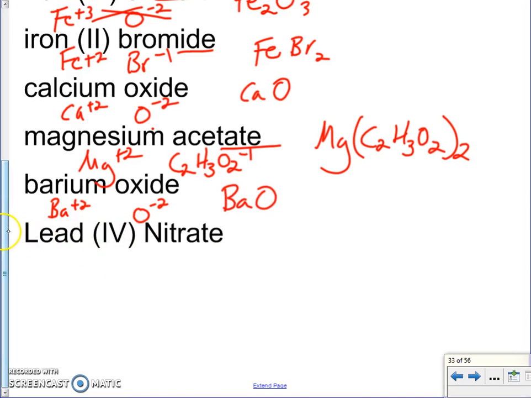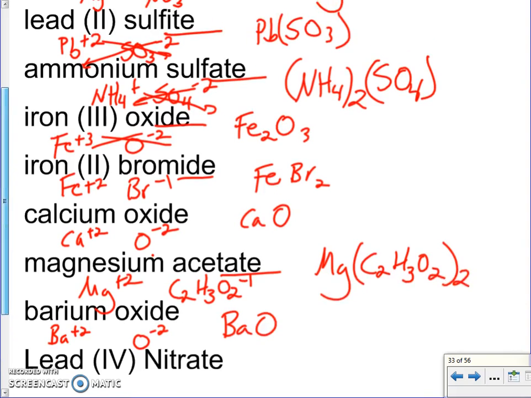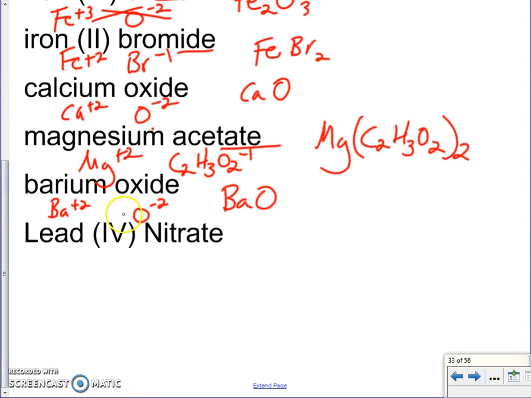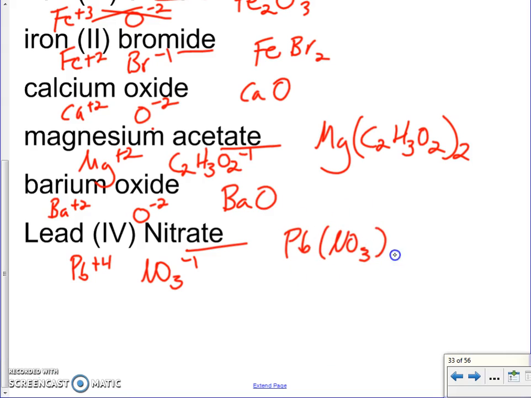So we have lead 4. Note here, this is why lead has to have Roman numerals, because it can be a plus 2 like we see up here, or a plus 4 like we see here. So we have lead, which is Pb. It's a plus 4. Nitrate tells us polyatomic ion, so NO3, and that's a -1 charge. So we cross and swap, and we get Pb(NO3)4, and of course we have the parentheses because we're bringing down a value, 4. Okay, so that's just kind of a quick practice of all of them.